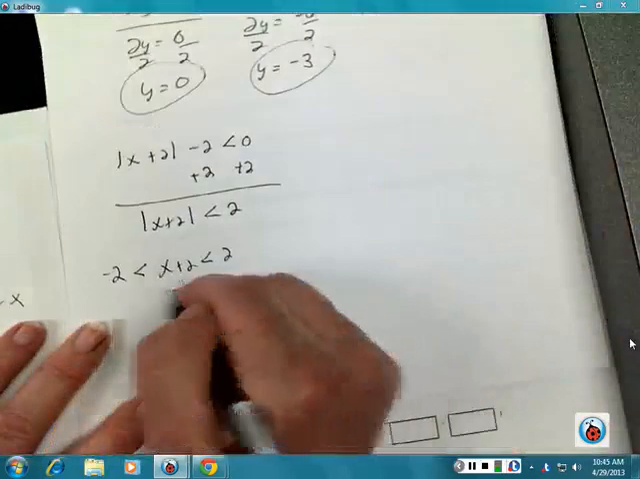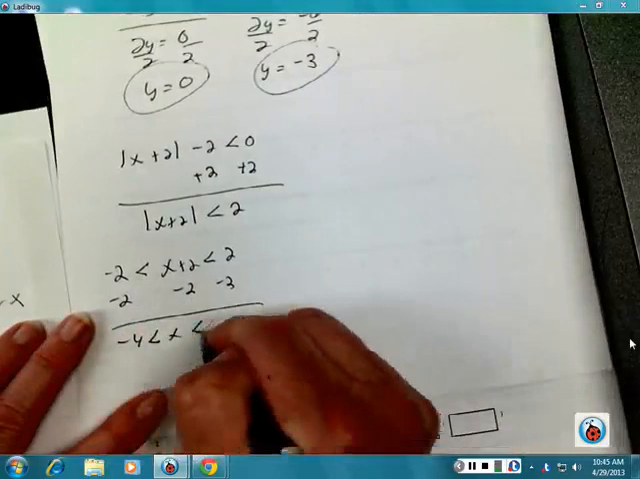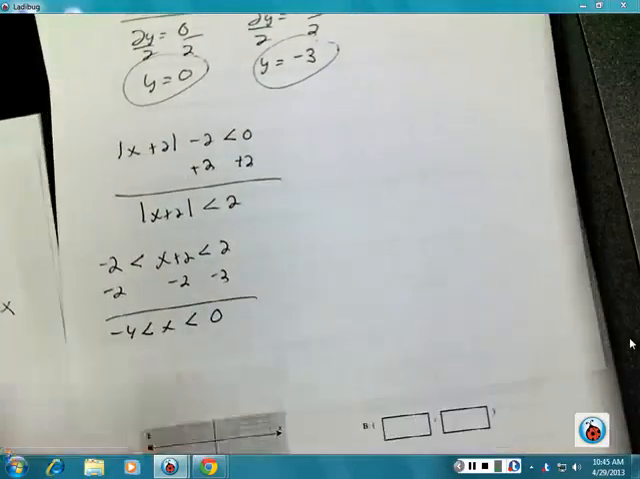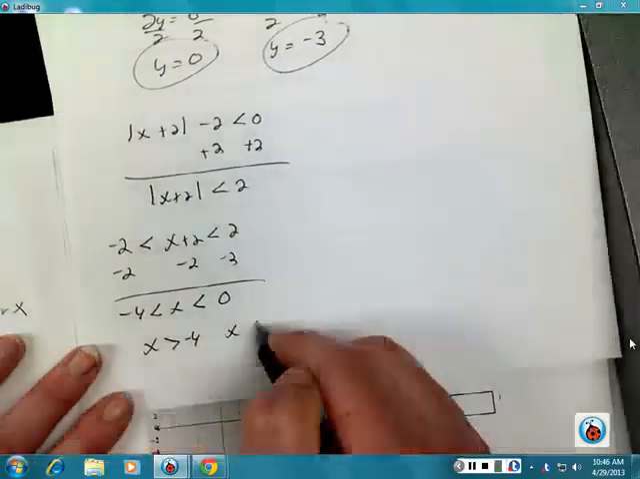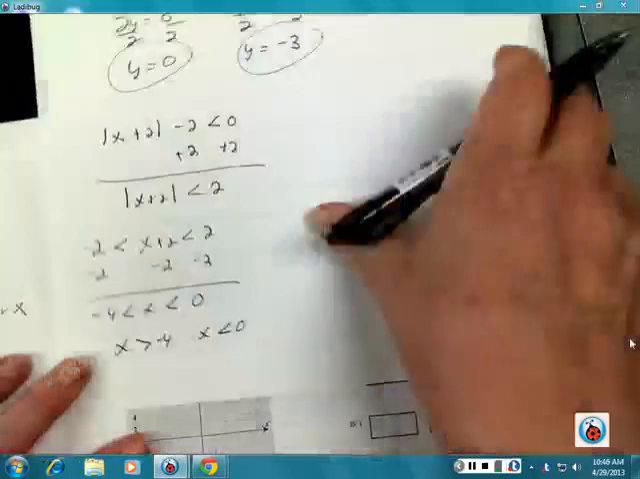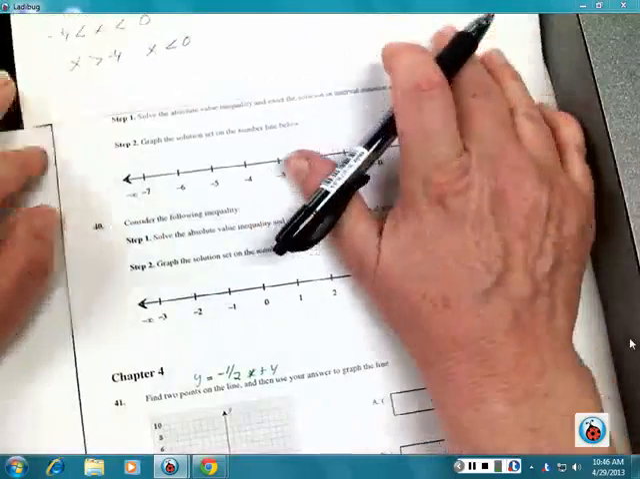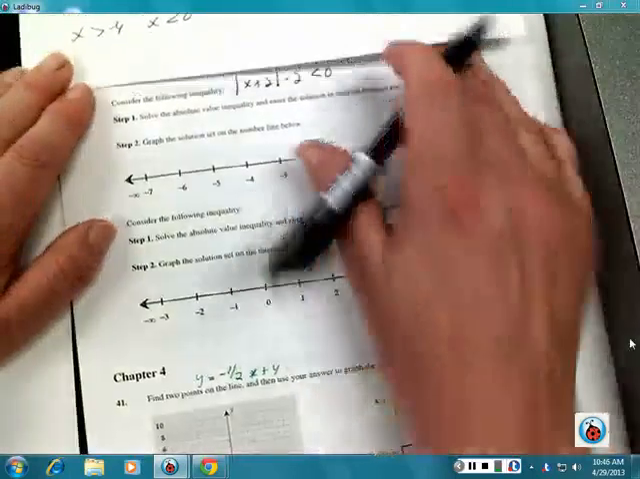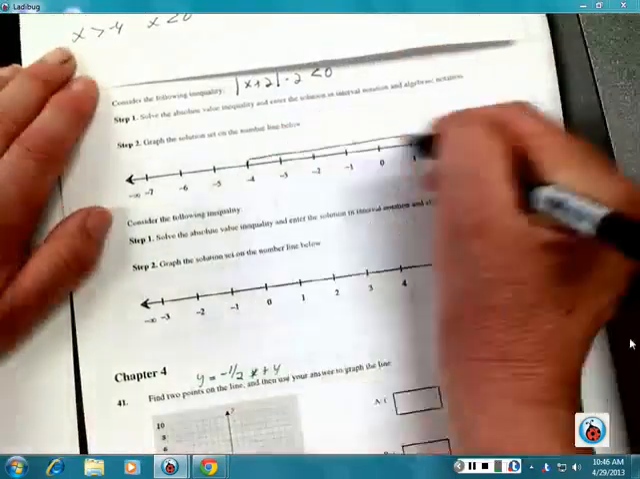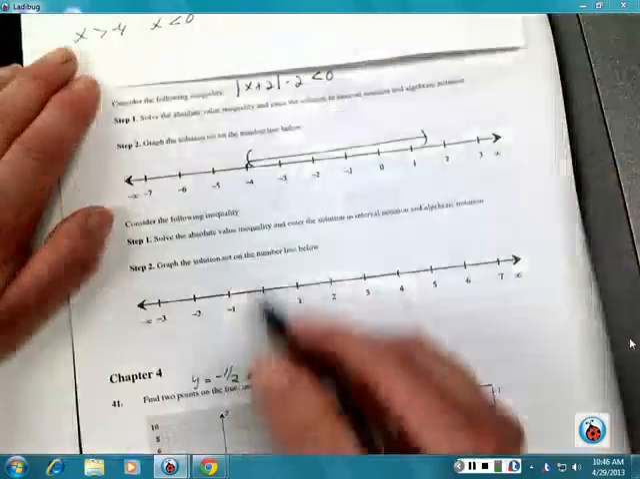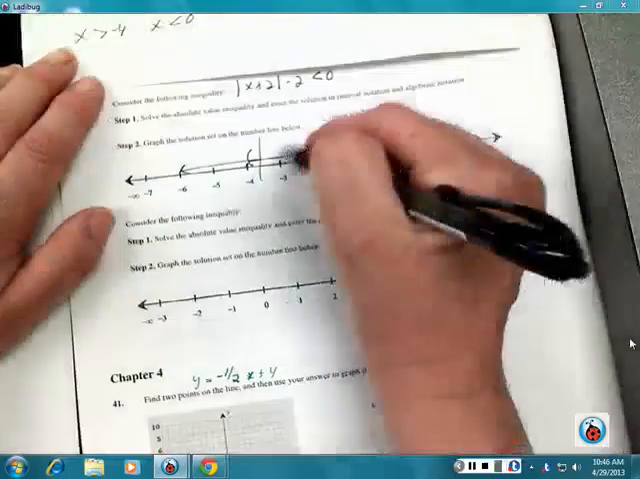So then when I minus 2 from all sides, I find negative 4 is less than x, and x is less than 0. And so my two answers are really x is greater than negative 4, and x is less than 0 to make that one true. Then they ask you to put it on your number line. That was 39. It says graph the set on the number line. So here's negative 4. I want to go this way from negative 4 with a parenthesis, and I want to go from 0 back the other way with a parenthesis. So my answer's in there.